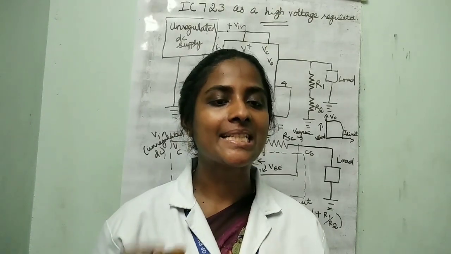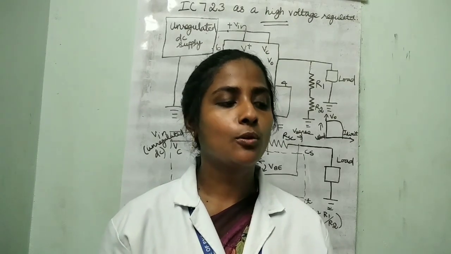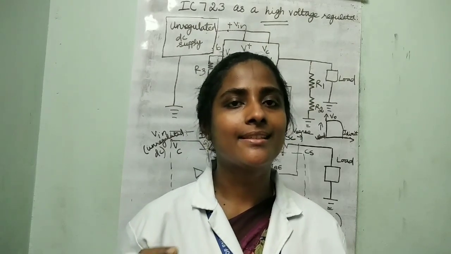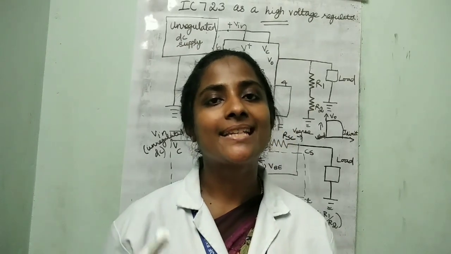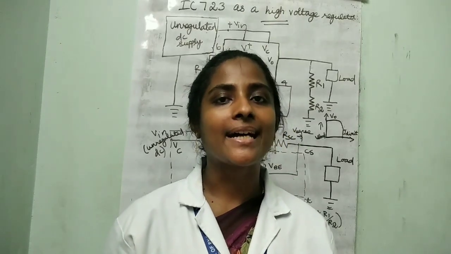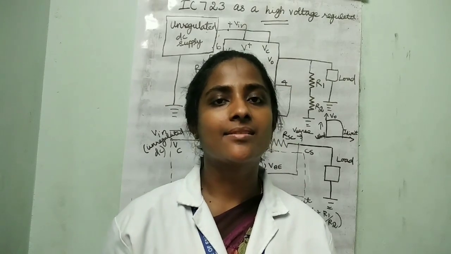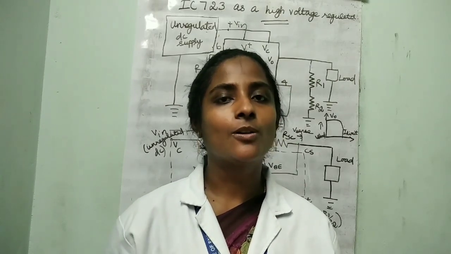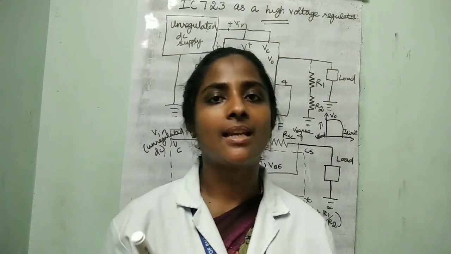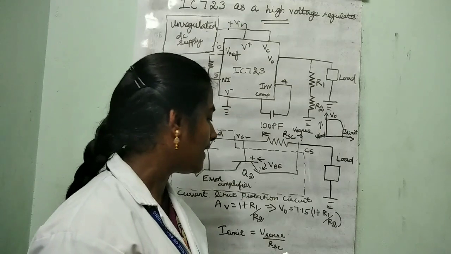This reduces the emitter current of Q1, so any increase in load current will be nullified. If the load current decreases, the base to emitter voltage of transistor Q2 will also drop. So the I limit is equal to V sense divided by RSC.